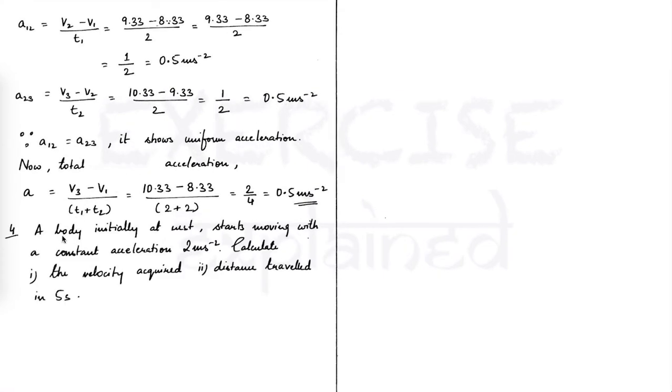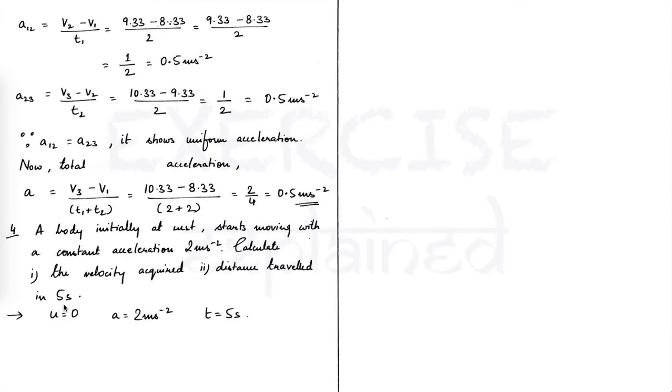Now coming to the next question, that is question number 4. A body initially at rest. So initially at rest means initial velocity will be equal to 0. It starts moving with a constant acceleration of 2 meter per second square. So a is given as 2 meter per second square. Calculate the velocity acquired, so that means the final velocity we need to find, and the distance traveled in 5 seconds. So that means we need to find s.